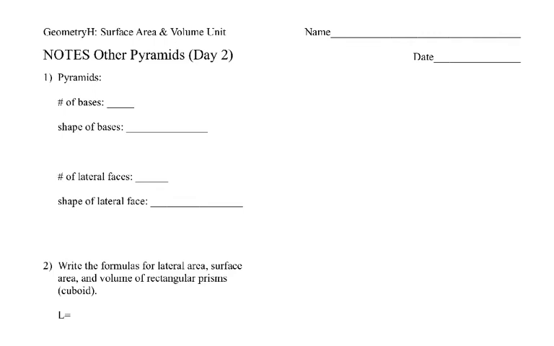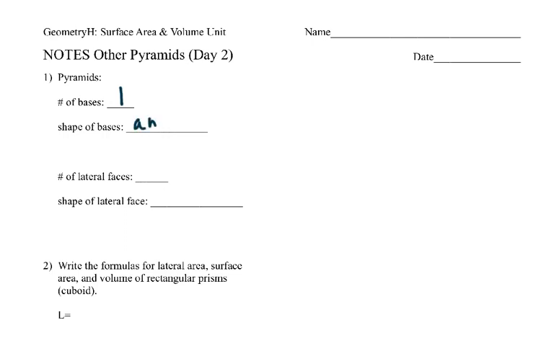Hello everybody, we are going to work through the rest of surface area and volume for pyramids. And so now we're looking at all types of pyramids, not just rectangular pyramids. So the number of bases that we have in a pyramid, a quick review, we only have one. That's what makes it a pyramid. We have one base.